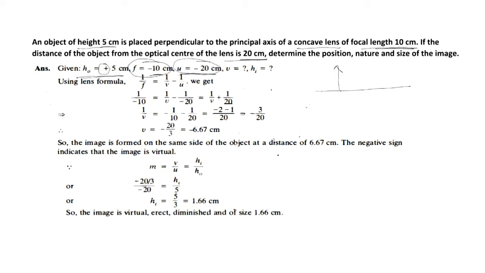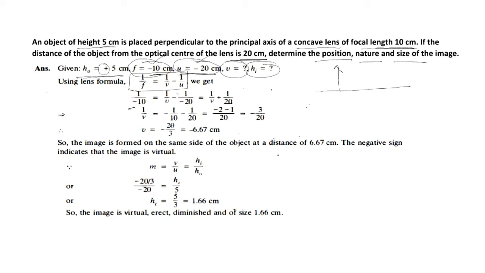Clear? Now the question is: determine the position, nature and size of the image. Clear? Means we need to calculate the value of v, means image distance, and the height of image. Clear? So we have the value f, we have the value of u. So apply lens formula 1 by f is equal to 1 by v minus 1 upon u. Fine. So it becomes 1 upon minus 10 is equal to 1 upon v minus 1 upon minus 20.